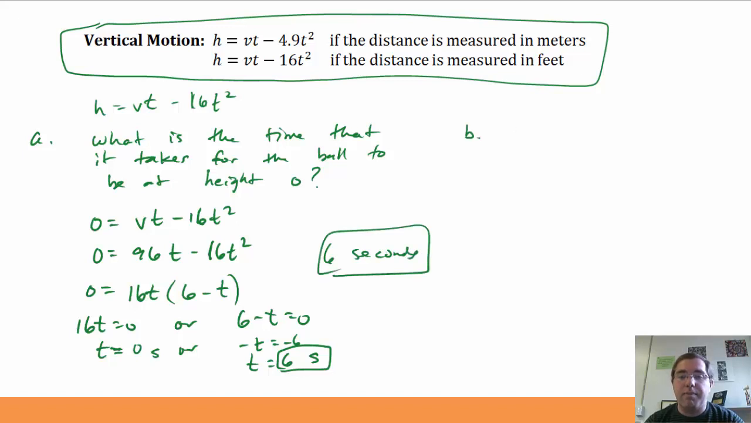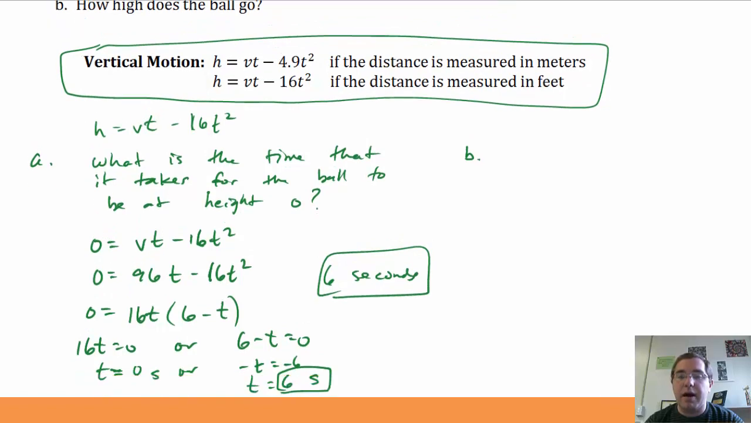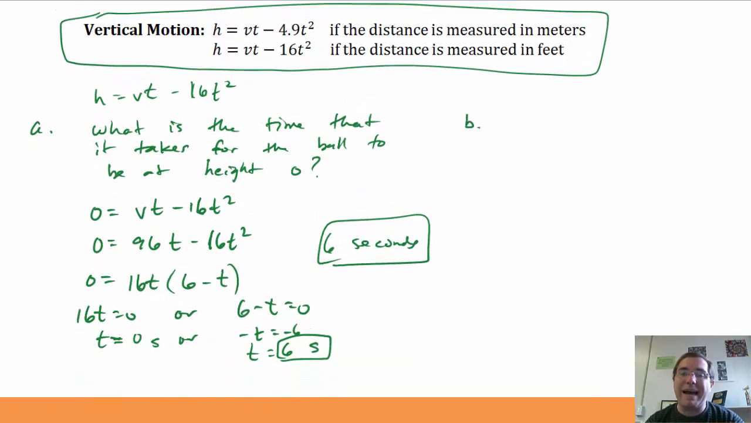Now part B, it asks, how high does the ball go? So what is the height at the top where it turns around and comes back down? Well, the great thing about this is that gravity affects the ball the same way going up as it does going down. So it actually is going to be halfway in terms of the time as to when the ball turns around and comes back down. It takes 6 seconds total. It means it spent 3 seconds going up and 3 seconds going down.